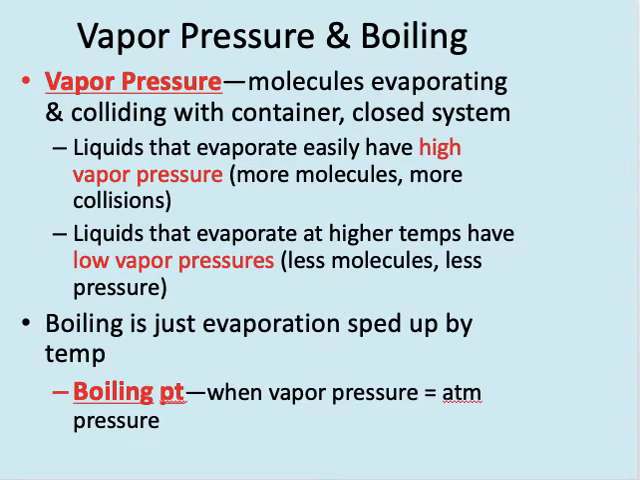And then lastly, I want to talk about vapor pressure and boiling. Vapor pressure is just molecules evaporating and colliding with the container. And we measure this when it's in a closed system, right? Because otherwise those gaseous molecules will escape. We say that liquids that can evaporate really easily have a high vapor pressure, meaning they're really likely to evaporate because they have more molecules and more collisions and they can gain energy quicker. Liquids that evaporate at higher temperatures, meaning you have to increase the temperature or increase the energy more, have low vapor pressures, less molecules, and less pressure.